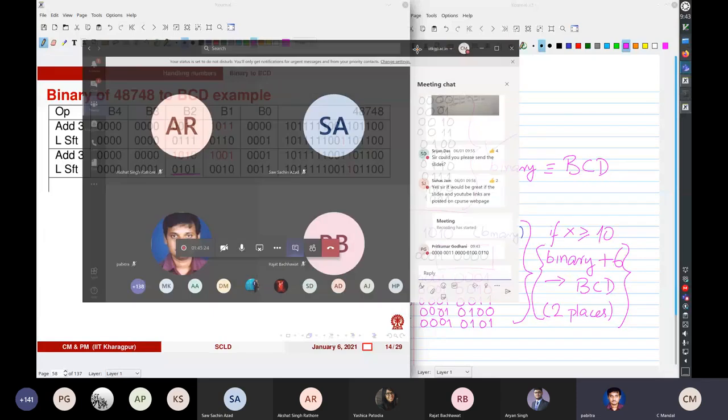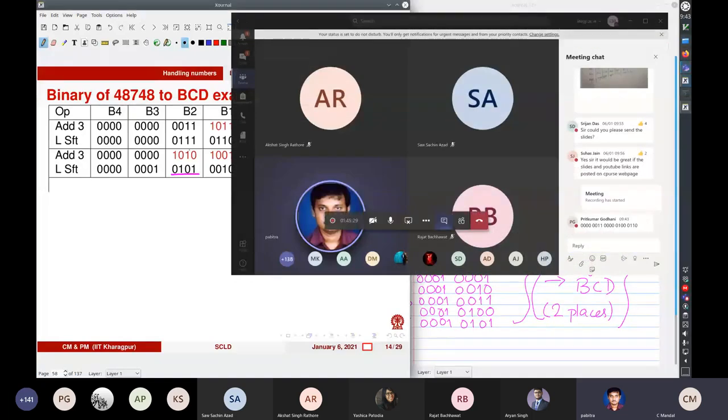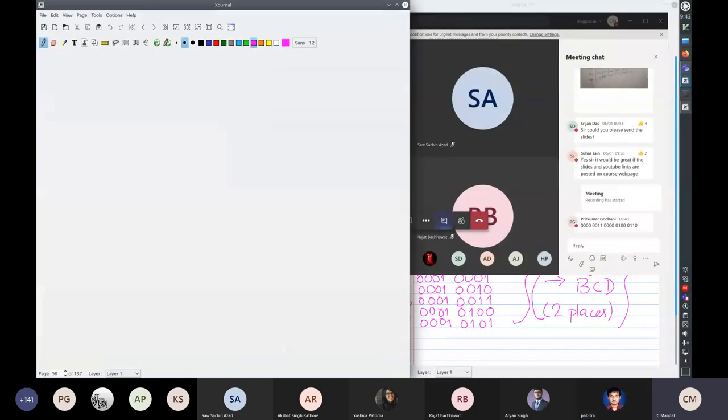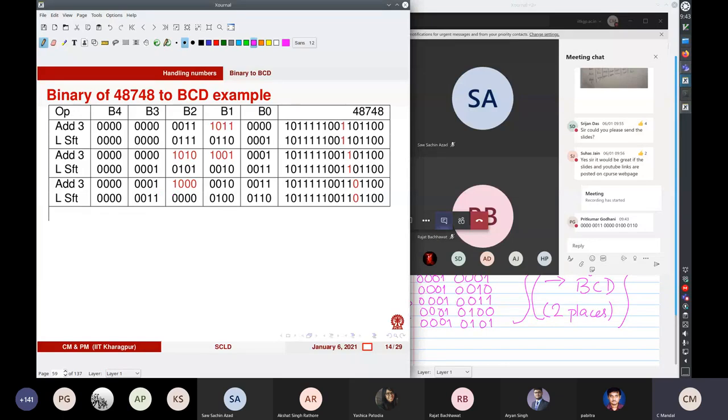Okay. So yeah, it is 0, 0. It's okay. I think you have added and shifted. Okay, you have shown the final result after adding and shifting. That's fine. So this is the result of adding and shifting.